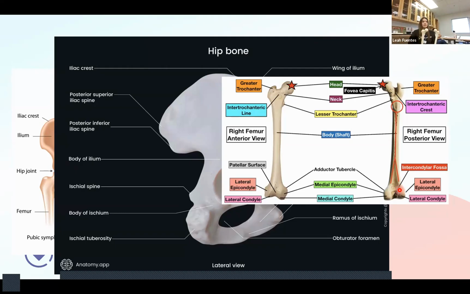So again, my best advice is to pick up the bones. Don't be scared. That's what they're there for. Because if you don't pick up the bones and you don't know what side it comes from, you might misidentify the medial and lateral epicondyles.